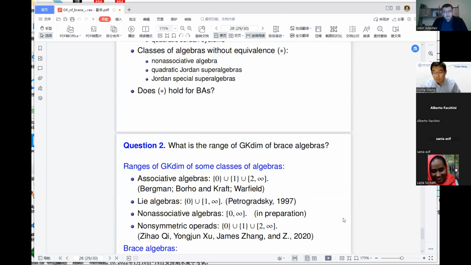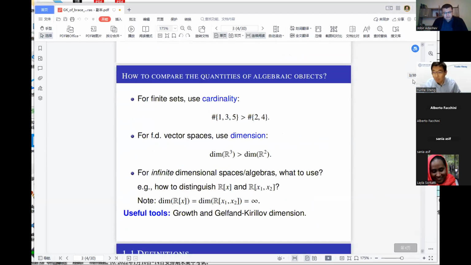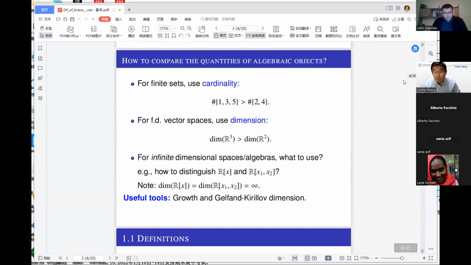So I have one question. In the definition of the brace algebra, there is an operation. Is there any connection between brace algebras and n-Leibniz algebras? Oh, it's a good question. I don't have any answer. I have no clue for this question. Maybe some audience have some clue. Anyway, I don't know.